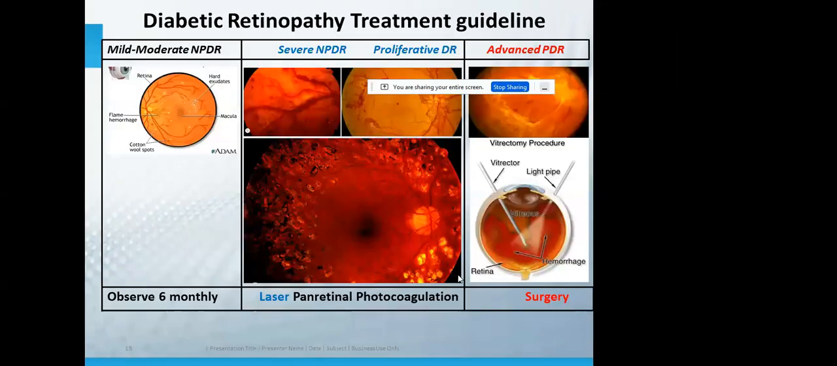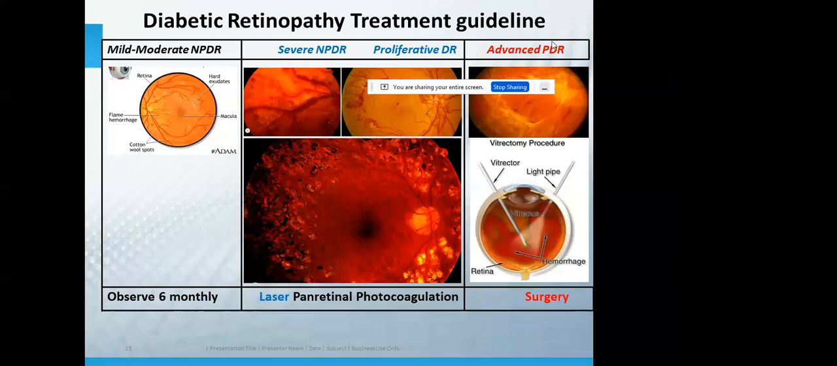We're just repeating what you have said. Mild and moderate, observe. Severe and proliferative types, you do laser. Down here, you can see the picture of the laser marks. If you ever happen to see a picture with a lot of black spots, don't panic. That is laser done by the ophthalmologist.